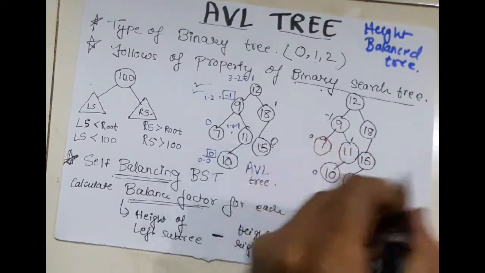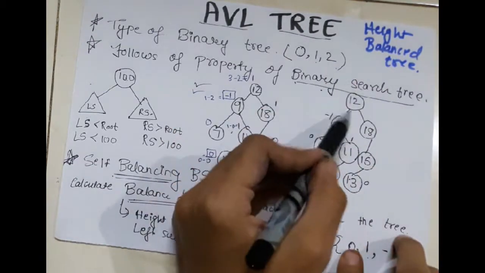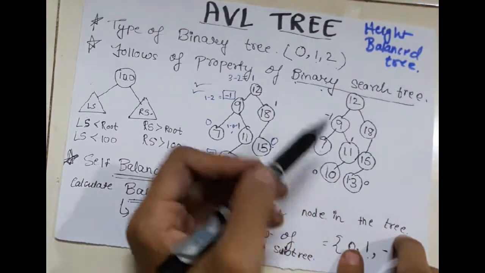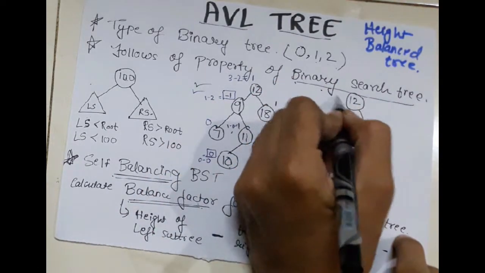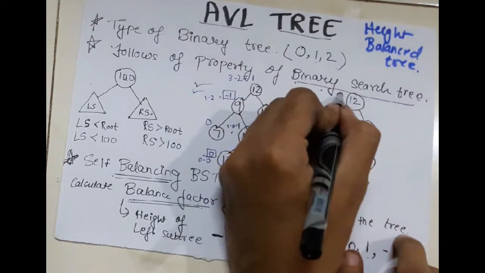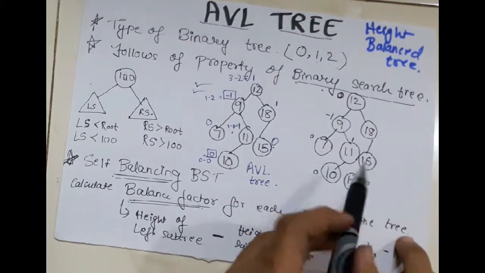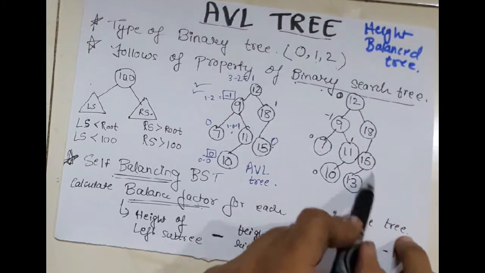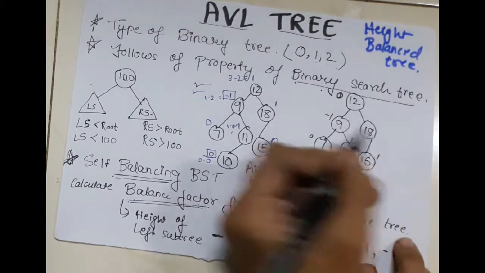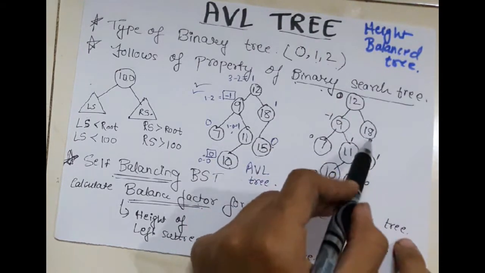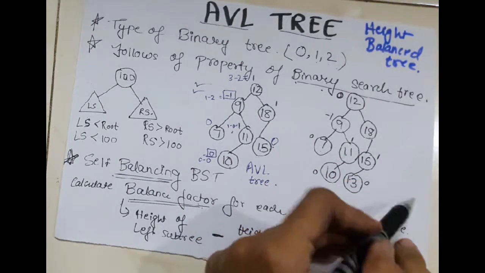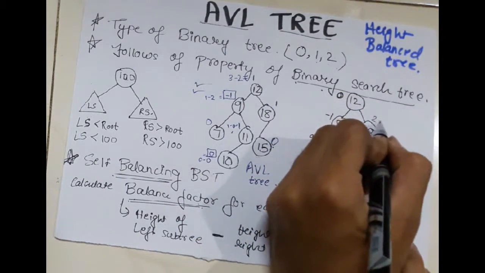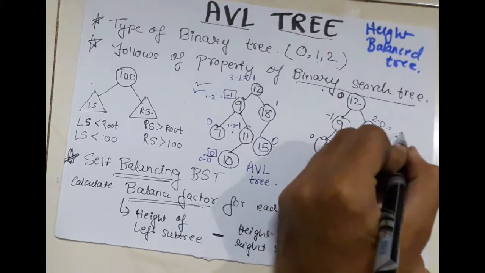So minus 1. For 12, height of left subtree is 1, 2 and 3, and height of right subtree is also 1, 2 and 3. So 3 minus 3 is 0. Then 15. Left subtree height is 1, right subtree 0. So 1 minus 0 is 1. 18. Left subtree height is 1, 2 and right subtree height is 0. So 2 minus 0 is 2.